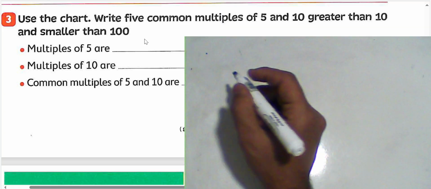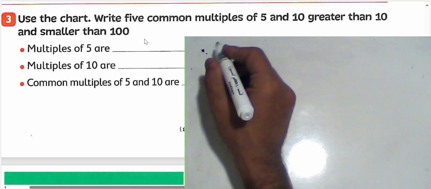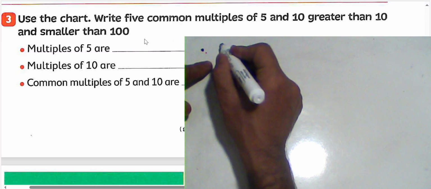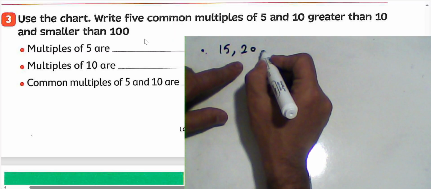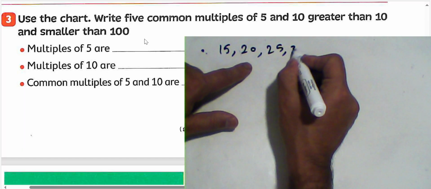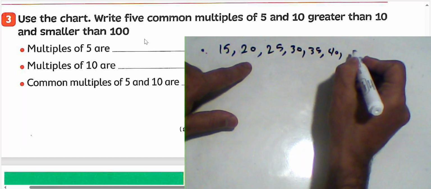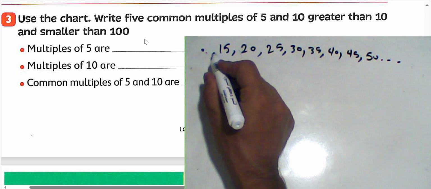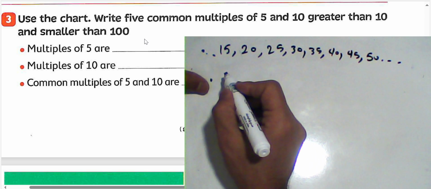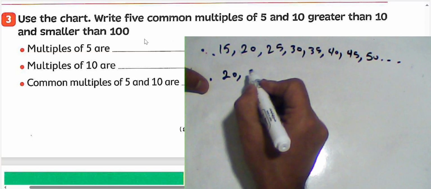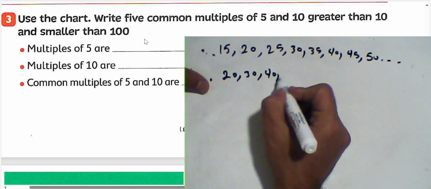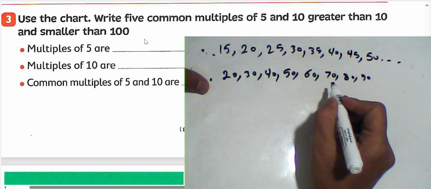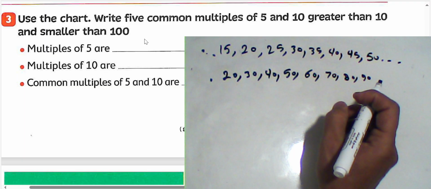We can first write the multiples of 5. The multiples of 5 here will be 5, but it asks for greater than 10, like 15. Start with 15, 20, 25, 30, 35, 40, 45, 50, okay, and so on. And we can find the multiples of 10 greater than 10. It will be 20, 30, 40, 50, 60, 70, 80, 90, because they are smaller than 100.